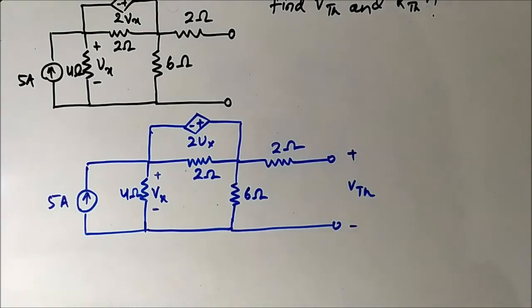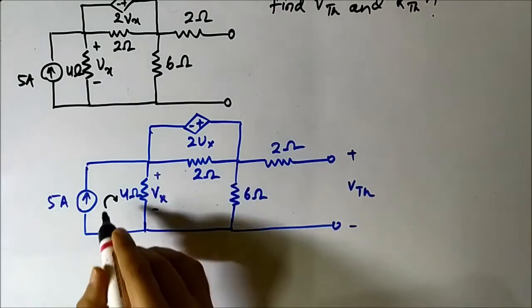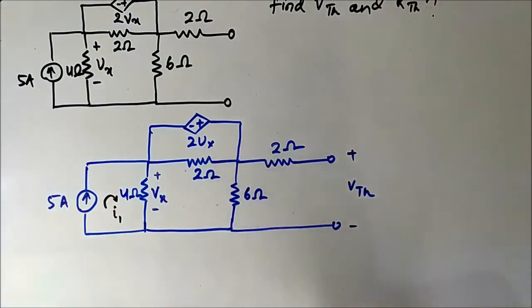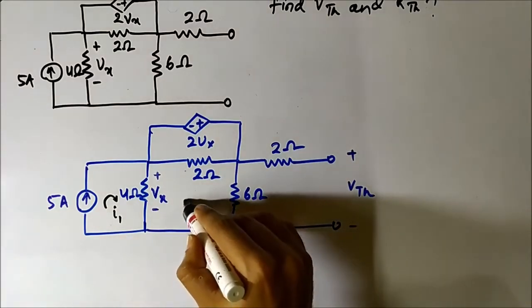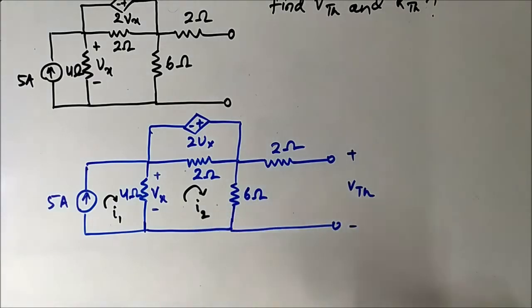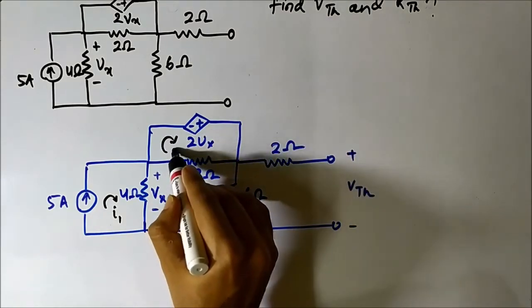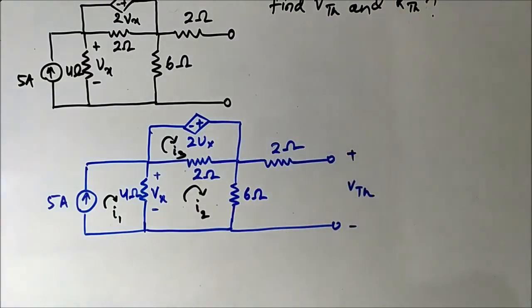Now here we will be using mesh analysis to determine VTH. So let us assign the mesh currents. Let's say this current is I1 flowing in the clockwise direction. This current, let's say it is I2, also clockwise, and this current is I3, also in the clockwise direction.